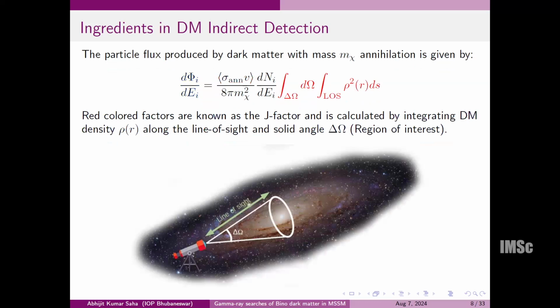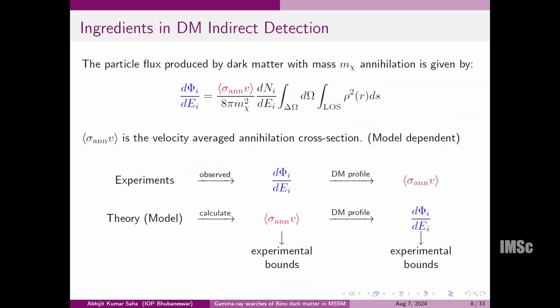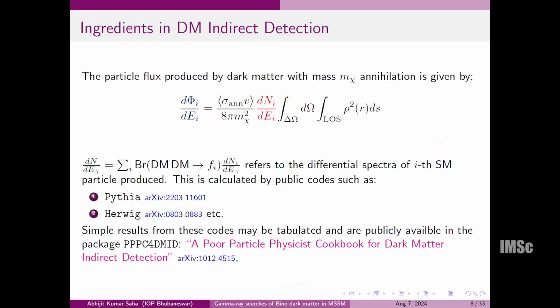From this is the galactic origin, and you have your telescope here. So this is the line of sight. Now I'm coming to the factor dN/dE. This refers to the differential spectrum of the ith standard model particle produced for a single annihilation. This includes summation over all possible dark matter channels. It means the dark matter can directly annihilate to gamma, or the dark matter can annihilate to electrons that further produce gamma. So all possibilities have been included by the use of this summation.